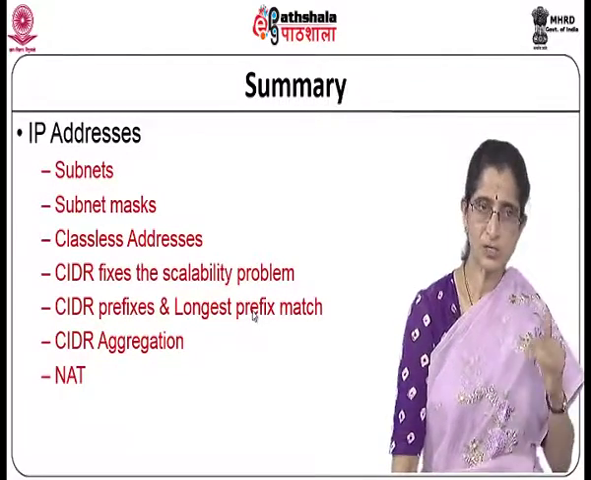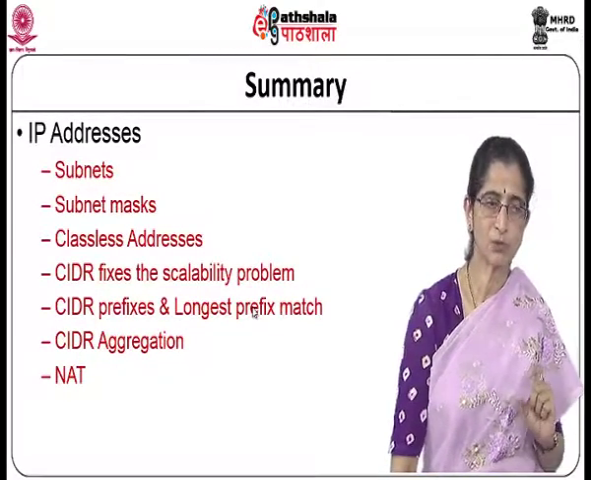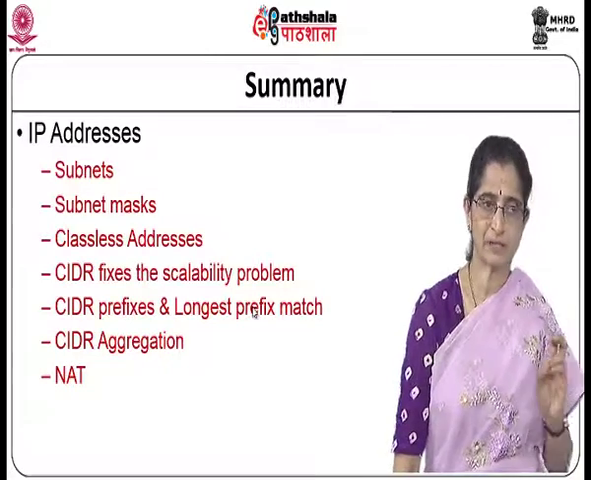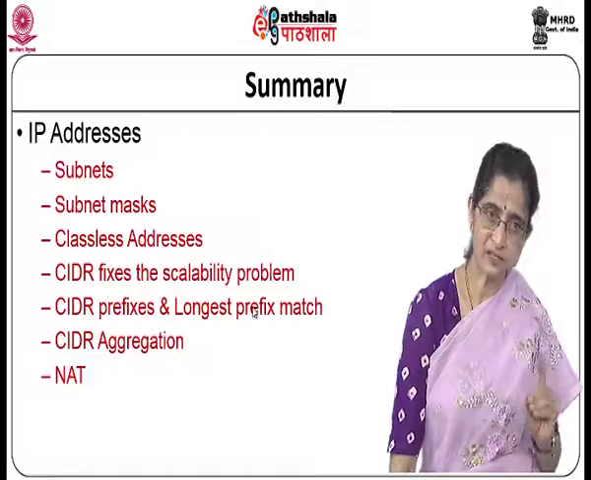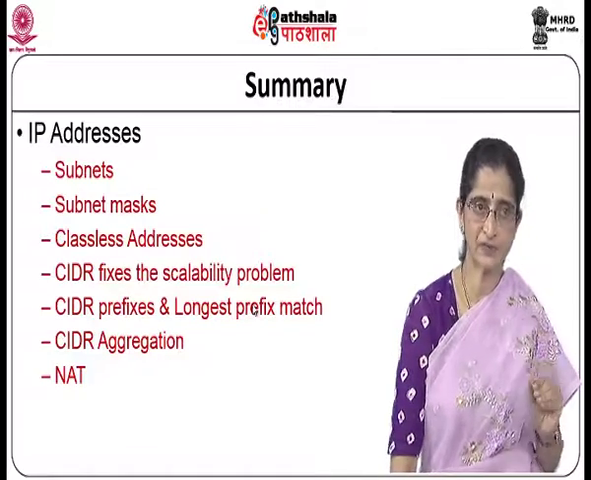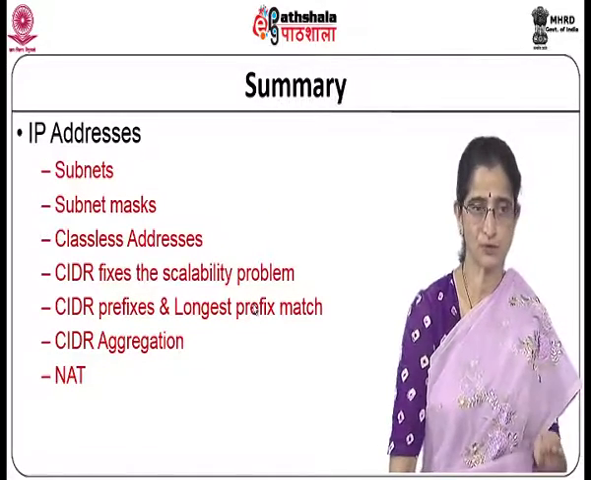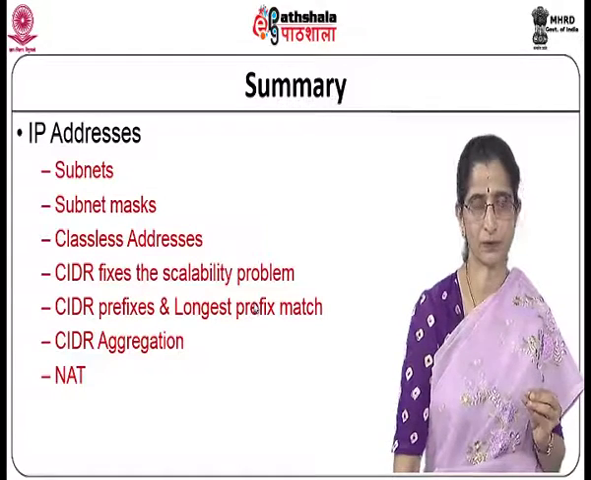So to summarize what we have looked at in this module, we have looked at subnets, subnet masks, and classless addressing, why it is needed, and how it fixes the scalability problem, and how CIDR prefixes are determined, and how it can be used for aggregation. We have also briefly touched upon NAT.